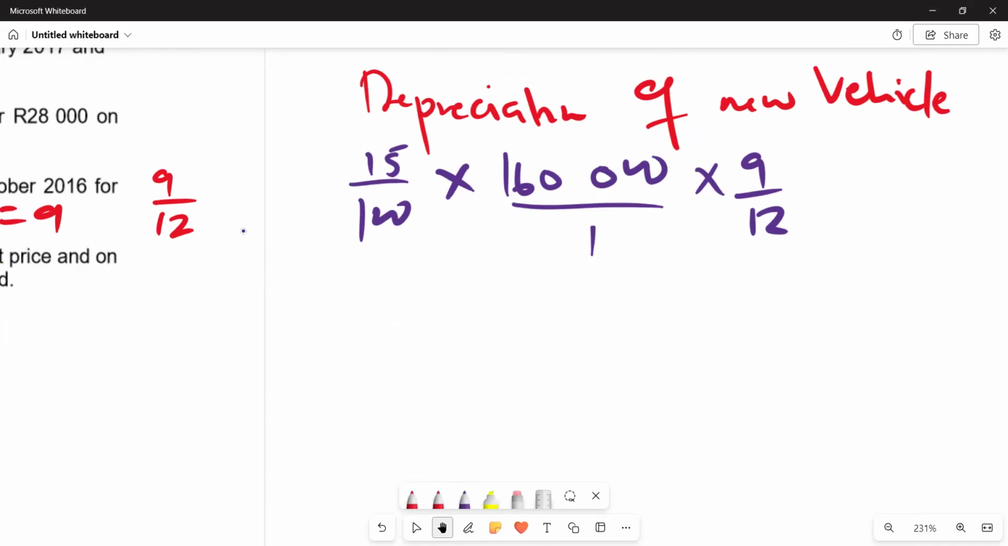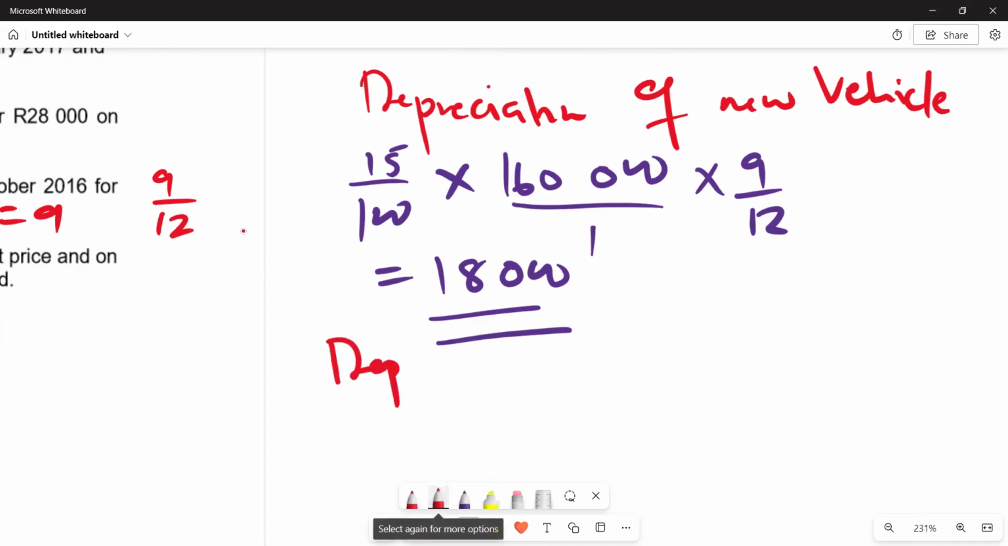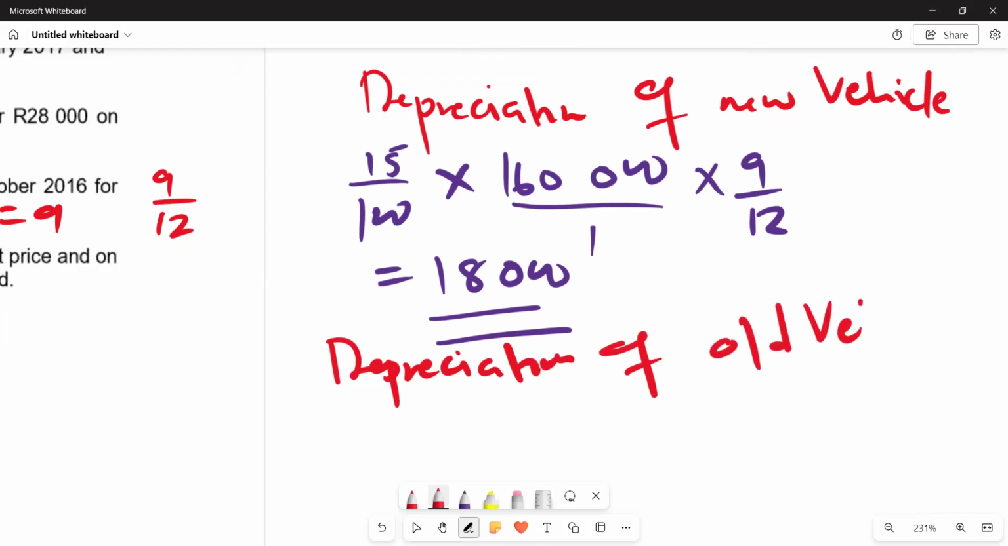So we calculate this and you are going to get 18,000. So this is the depreciation for the new vehicle for the 9 months that it stayed. Then we've got depreciation of old vehicles. So basically what we are going to do there is find out the old vehicles' value at the beginning.